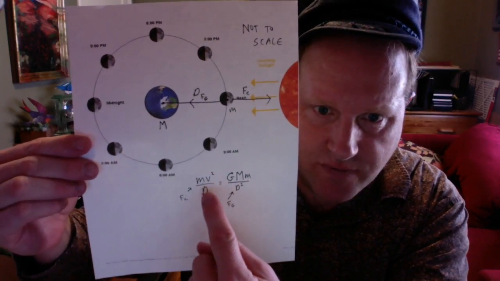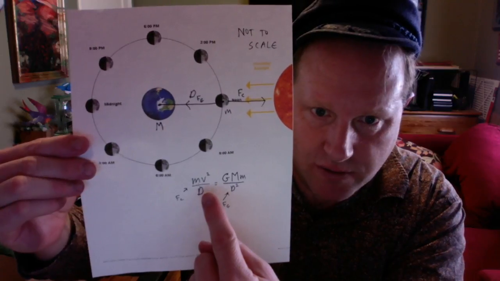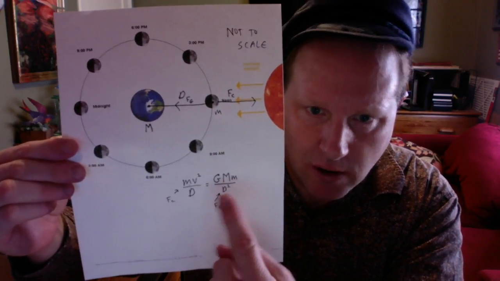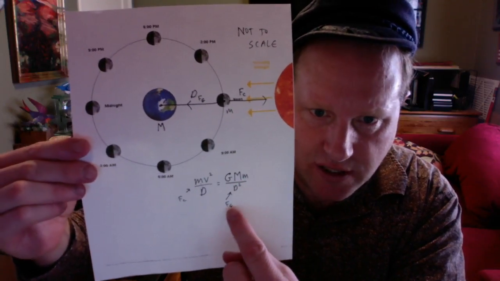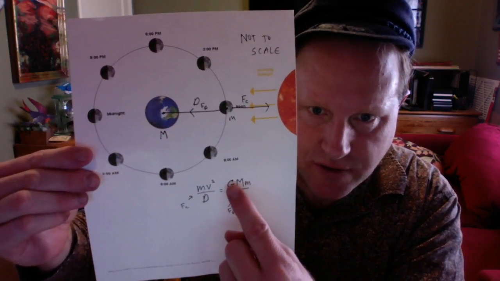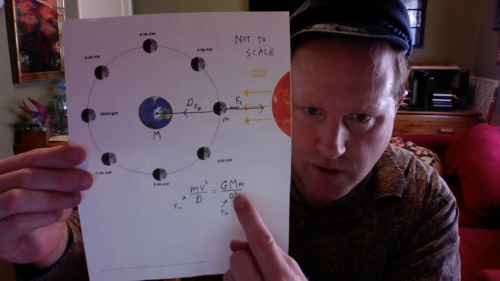This is centrifugal force, m times velocity of the Moon squared over the distance between Earth and Moon. However one would figure that, slight variations. And that's equal to the force of gravity on the Moon, which is gravitational constant times the mass of the Earth times the mass of the Moon over d squared. Okay, so we're going to see how close we can get to how far away modern astronomers estimate it using more or less the same method.